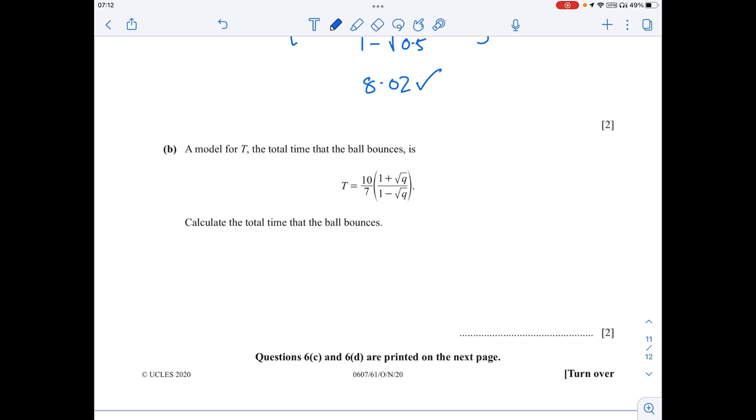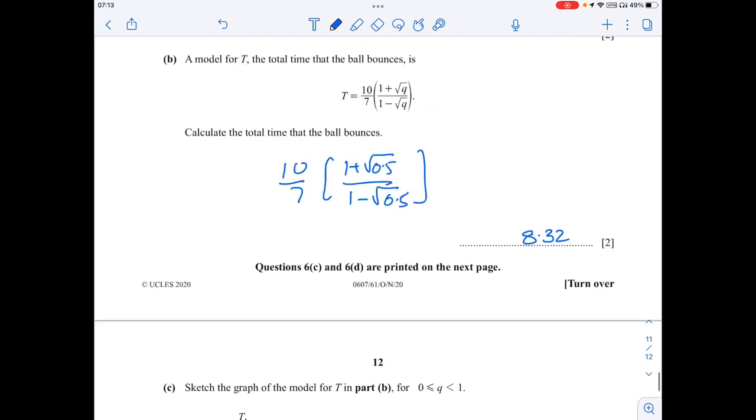A model T for the total time that the ball bounces is given. Calculate the total time that the ball bounces. So 10 upon 7 times (1 plus square root of 0.5) divided by (1 minus square root of 0.5). Simplify that, you should get 8.32.